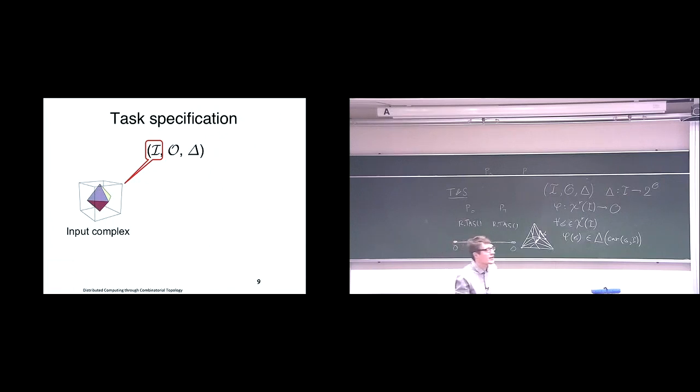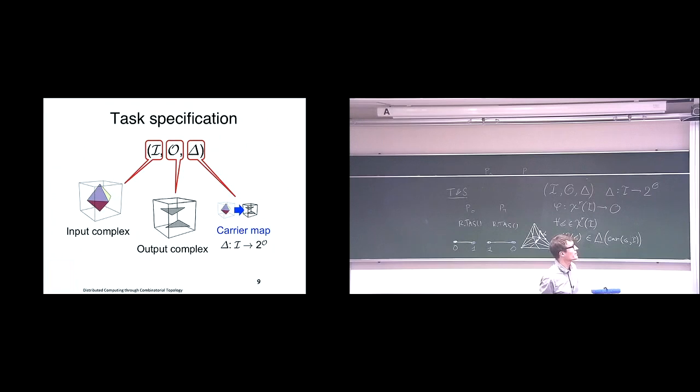And more generally, a task specification is: you have an input complex, you have an output complex, and this carrier map. This is my abstract task. Carrier is pretty natural as a property. Intuitively, it means that if you started with a set of inputs, and you produce some.